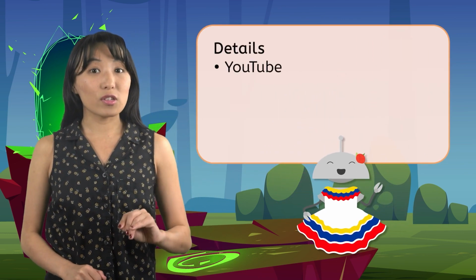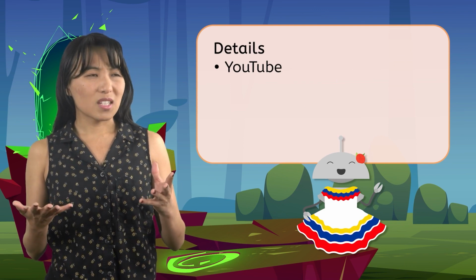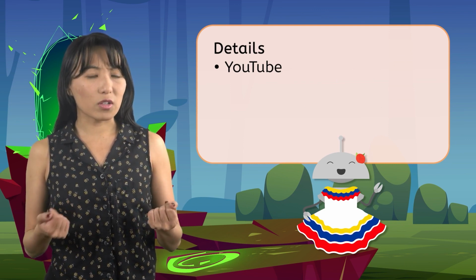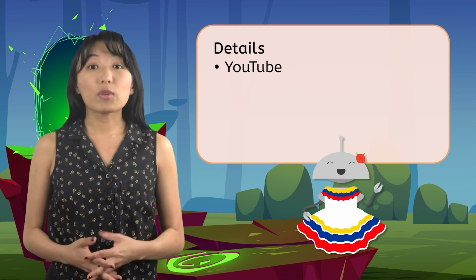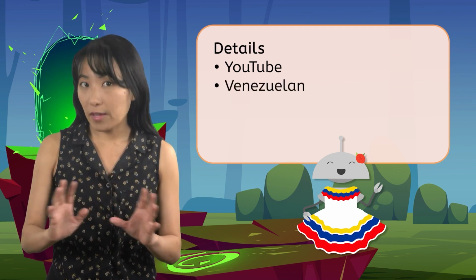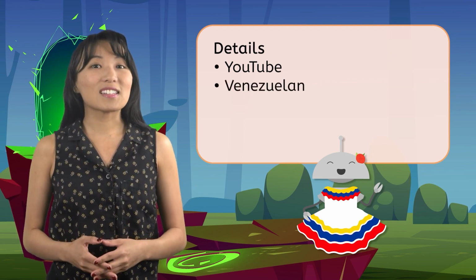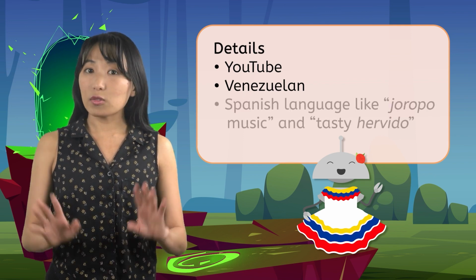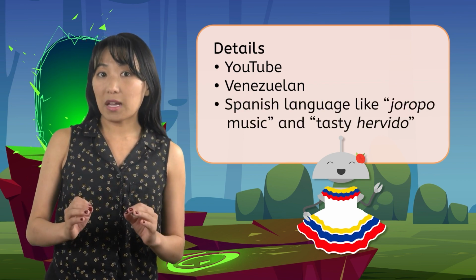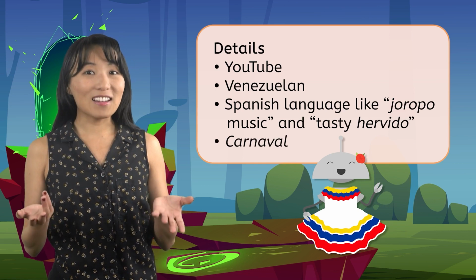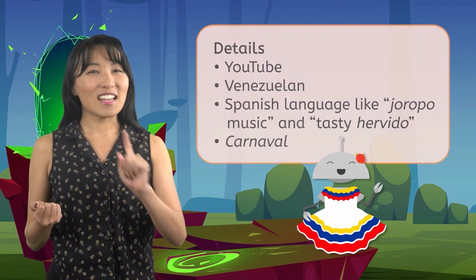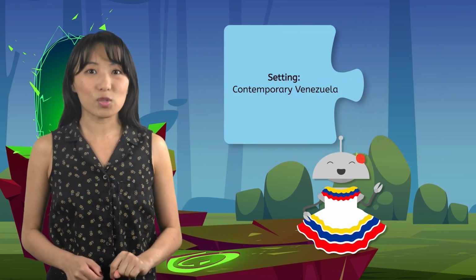The first thing I noticed was YouTube. This story must be contemporary or set in the present. For location, a big clue is Venezuelan. Venezuela is a country in South America. Also, those italicized words are in Spanish, and they're celebrating Carnaval, a Venezuelan holiday. The setting must be contemporary Venezuela.